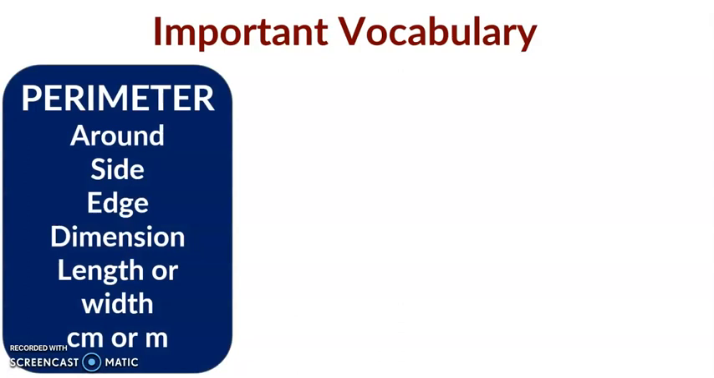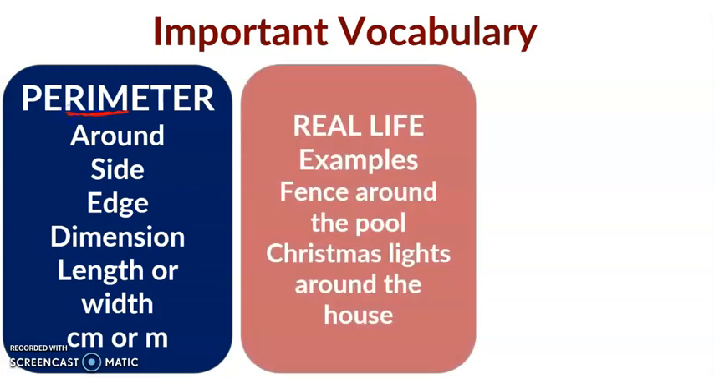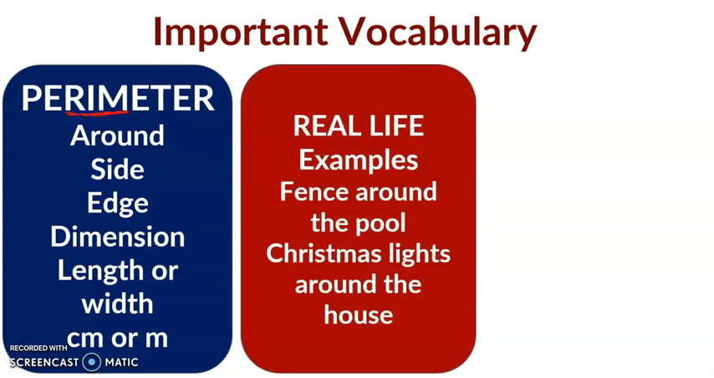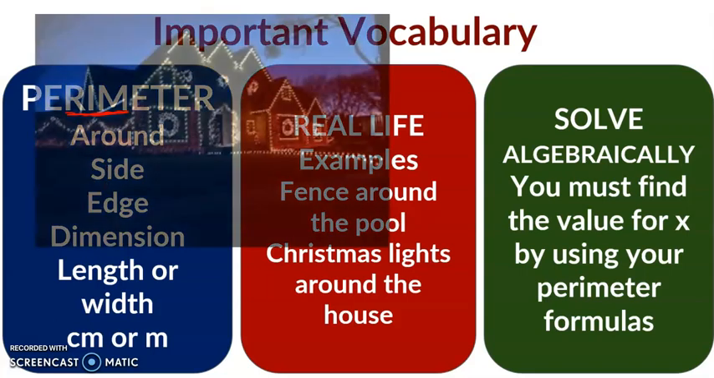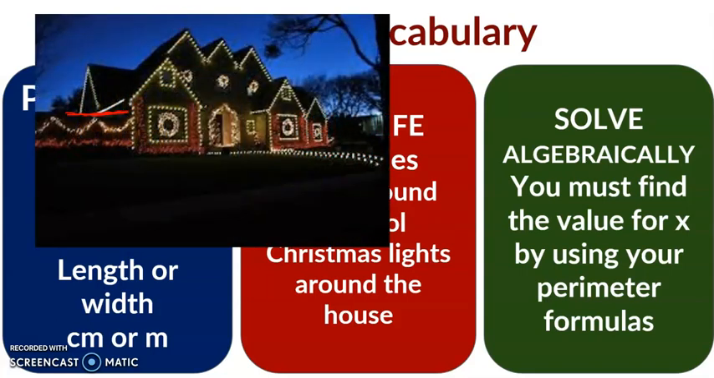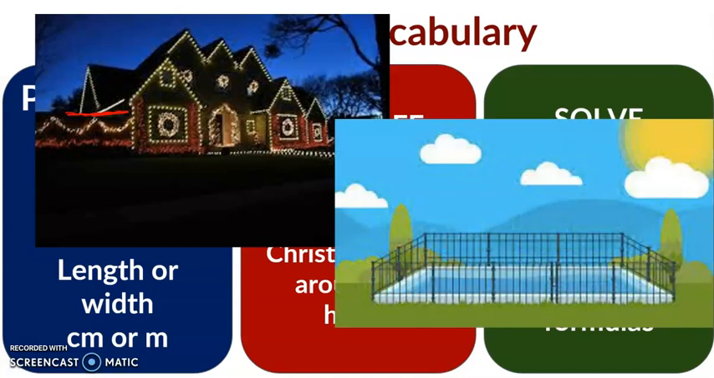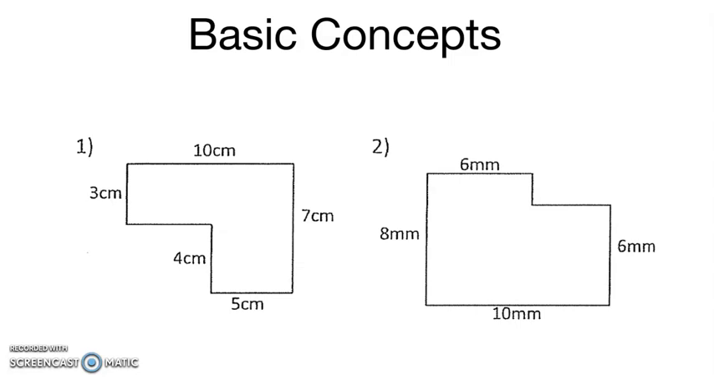With perimeter, that's the distance around the outside. You can think of the rim around the outside. Where we might see this is fencing around a pool, or Christmas lights that you put around the house. It's a length around a shape. And algebraically, same deal, we might be using some of these shapes to determine questions where you have to find the length, or the value of x. So there's a nice little pool where you have a fence around the pool. So, basic concepts.